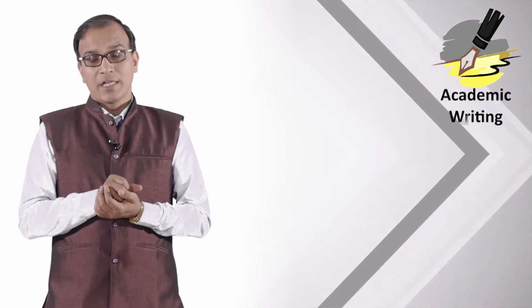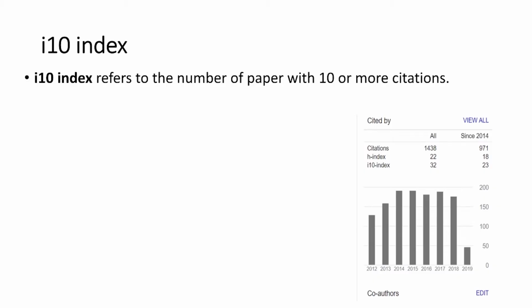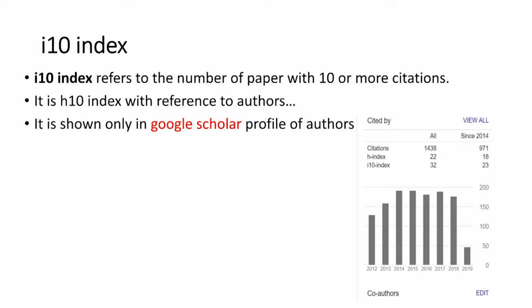As you will see in the Google Scholar profile, in the top right corner, you get that bar diagram where, as you can see here, I10 index is shown. This index refers to the number of papers with 10 or more citations. It is H index with reference to the authors. So it is shown only in the Google Scholar profile of authors. So you can say that's a proprietary of the Google Scholar.